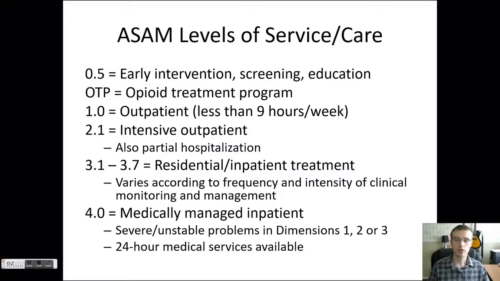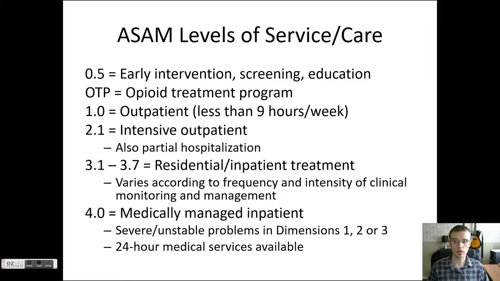Right here we see all the different levels of care that are options to provide. First is early intervention, screening, and education. This would be what we consider short-term therapy. We're only planning on seeing somebody maybe 2 months tops, just to give some brief intervention, education, and skills, things like that. OTP, or opioid treatment program, is fairly unique.